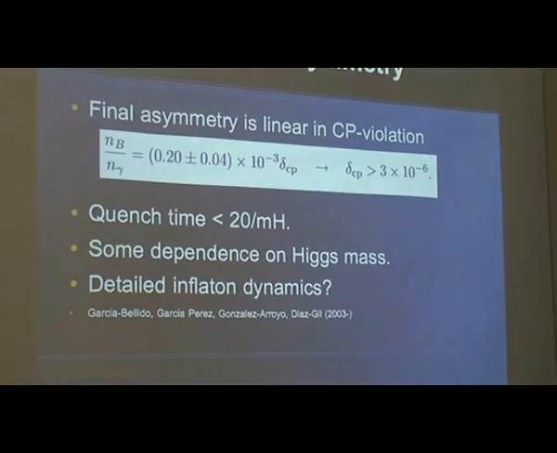It's neither. Quench time has to be less than 20, and that's dependent on the Higgs mass. And we have not included it in the full dynamics. So these guys did that, although they didn't have CP violation. But they could do this asymmetric diffusion in principle.